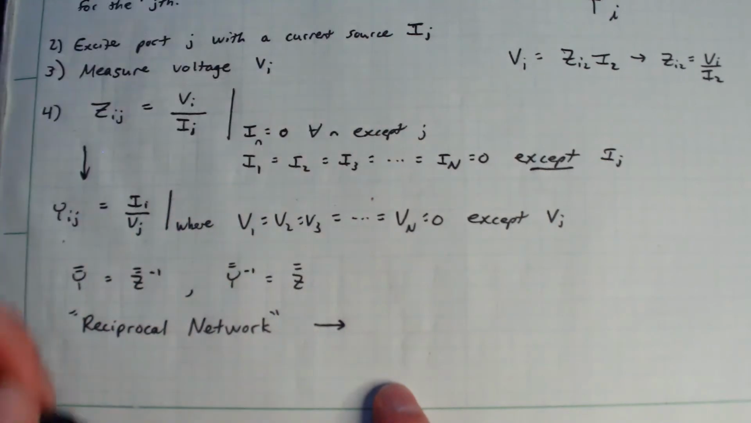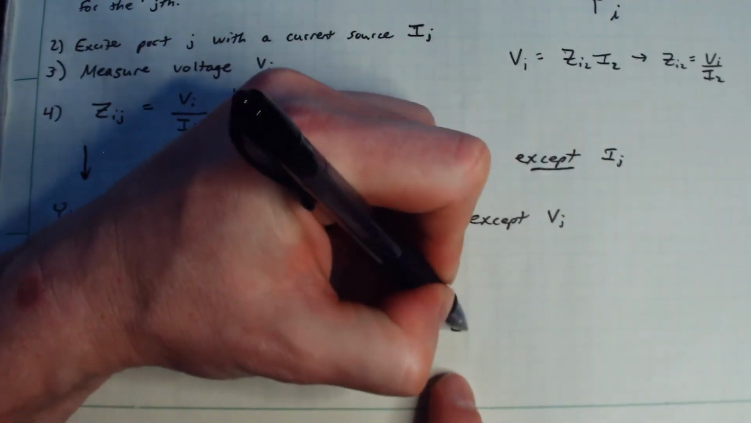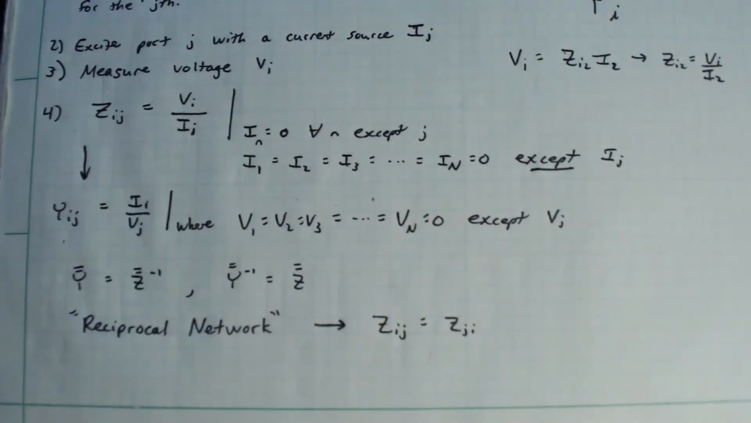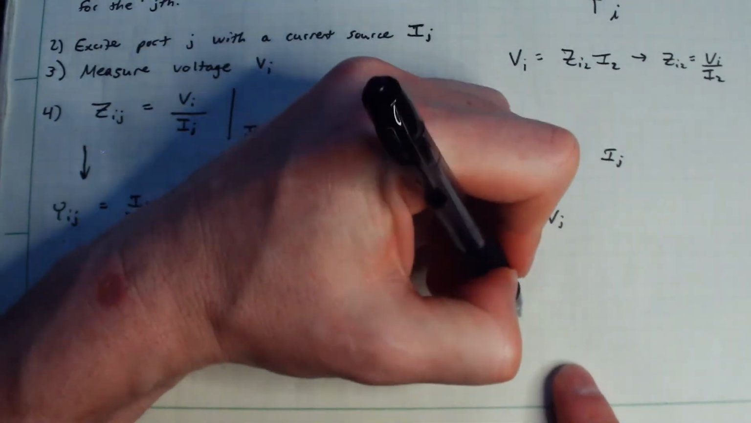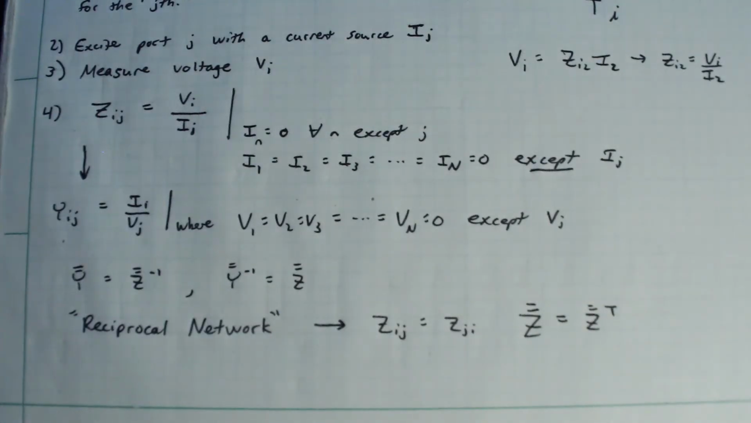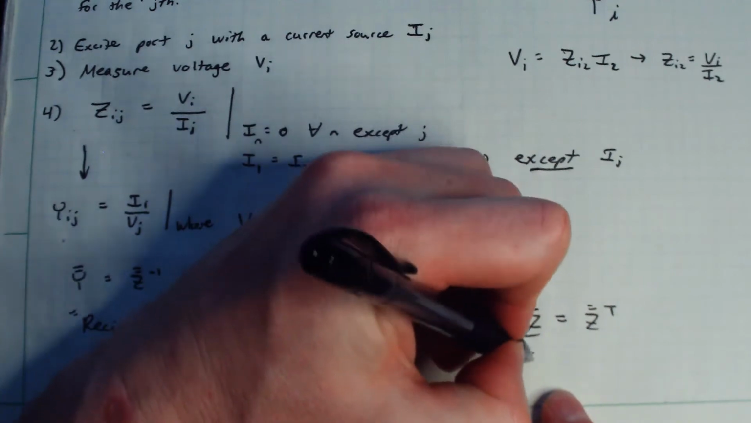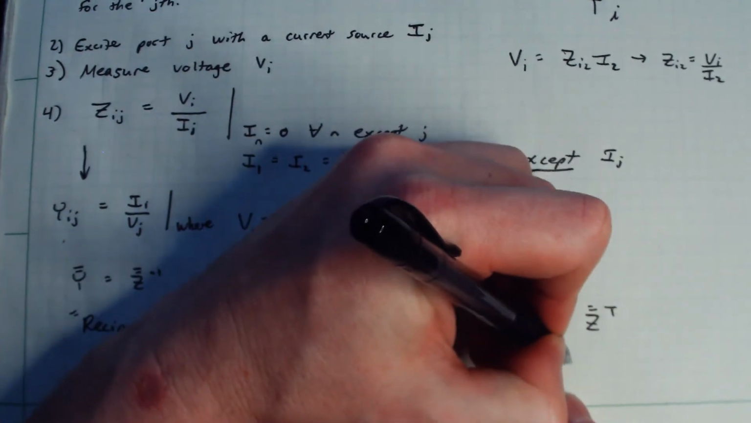This is a situation where Z sub ij is equal to Z sub ji. So in other words, this matrix Z here is equal to its transpose. So this is a special case that does happen a lot in practice, and so we want to give it a name. And a matrix with this property is called symmetric.